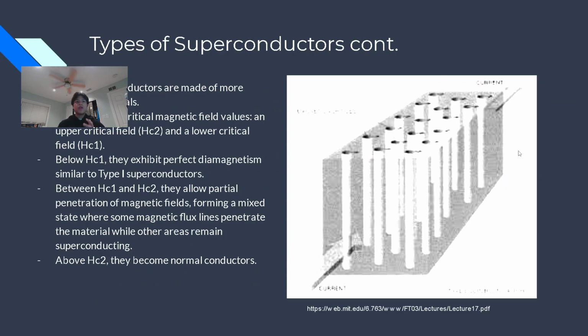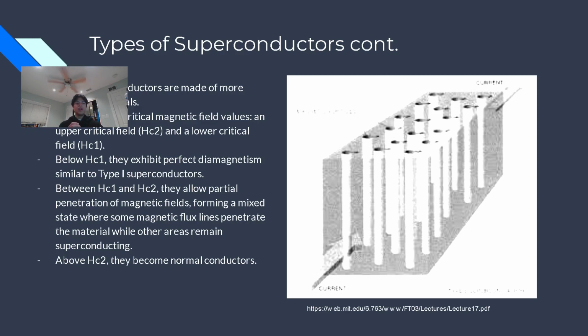Type 2 superconductors are also made of more complex materials, and they're also called high temperature superconductors, because all high temperature superconductors are type 2 superconductors. Not all type 2 superconductors are high temperature superconductors. They usually do have two critical magnetic field values, an upper critical field and a lower critical field as well. They exhibit perfect diamagnetism, similar to type 1 superconductors below the lower critical field.